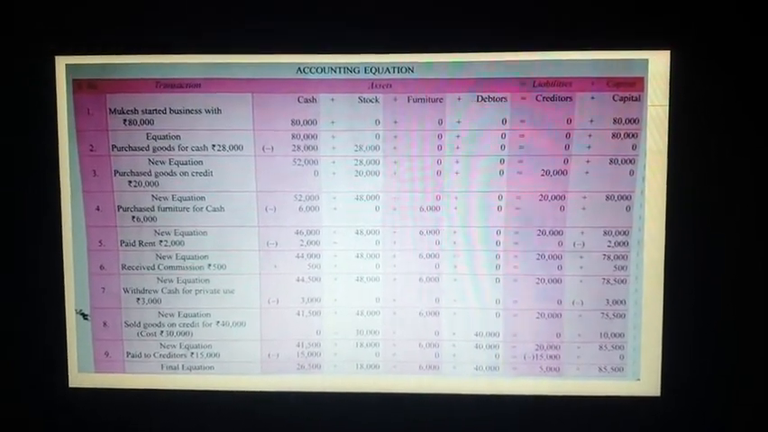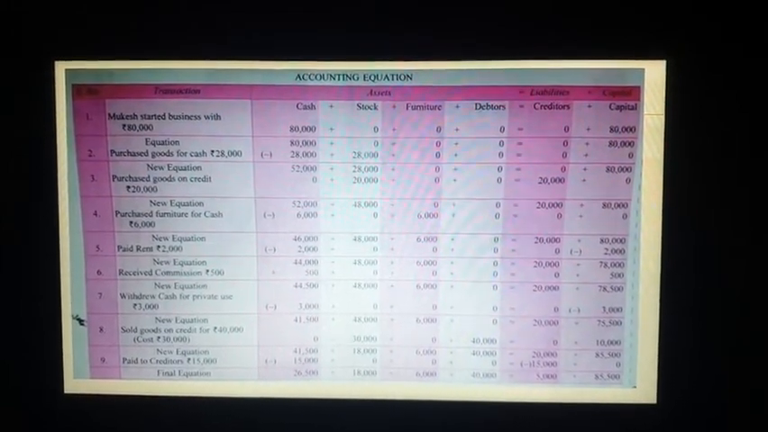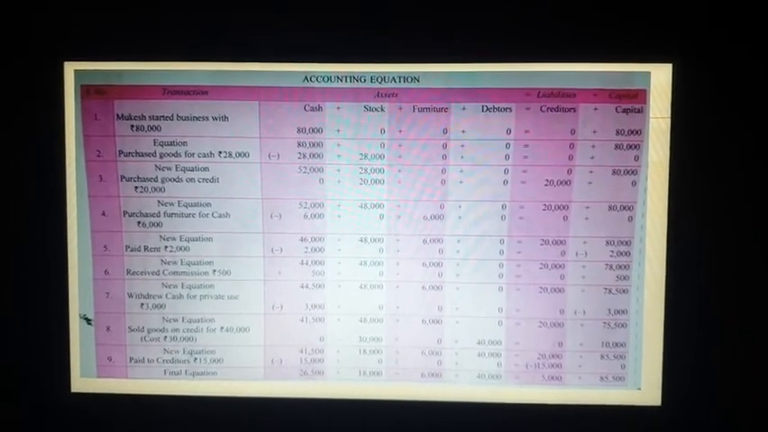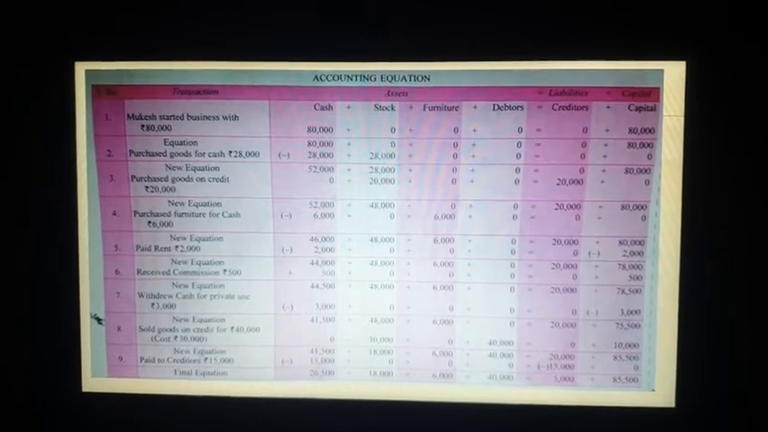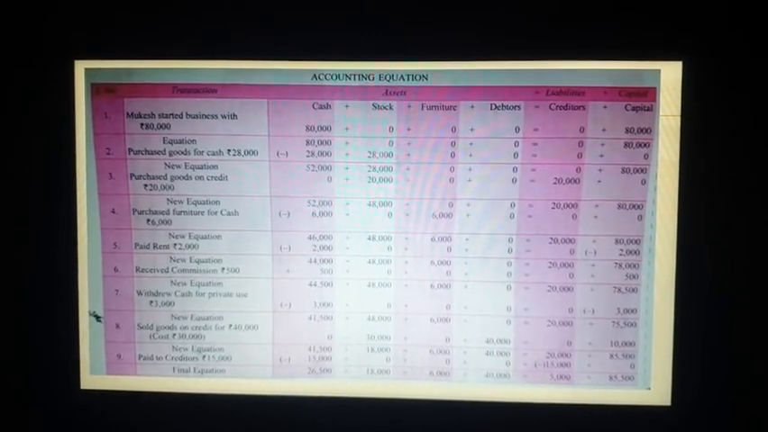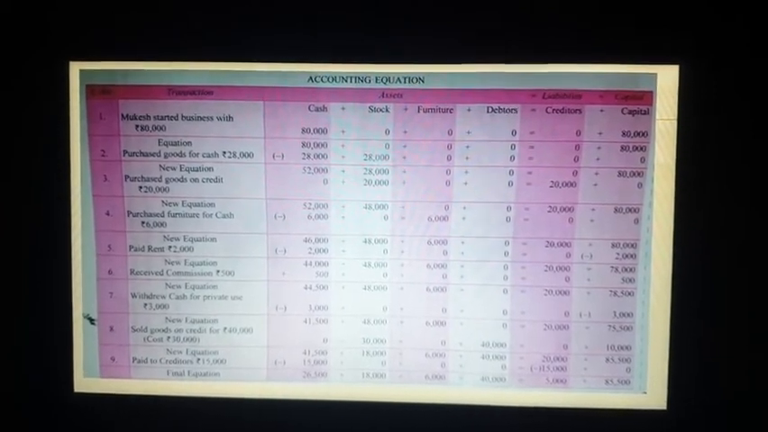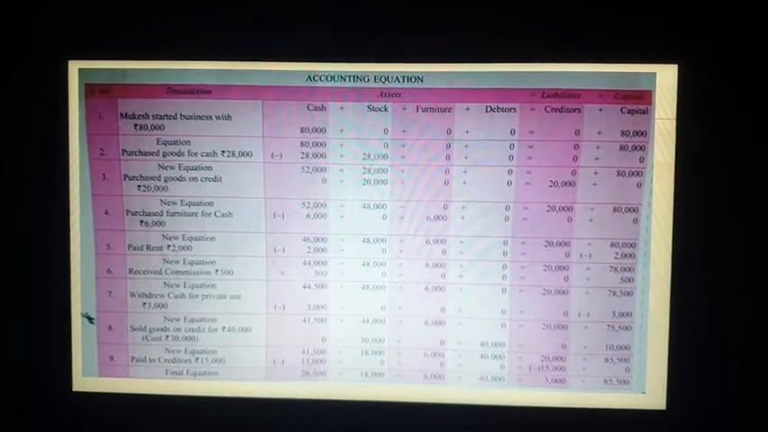So after the fifth transaction, your accounting equation is 44,000, 48 and 6. The total comes to 98,000. And on the liability side, creditors will be the same, 20, and capital is reduced by the amount of rent, that is 2,000, then comes to 78,000. So after the fifth transaction, both parts are 98,000 and 98,000.